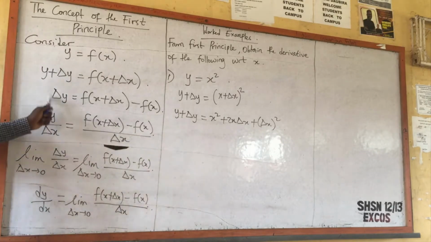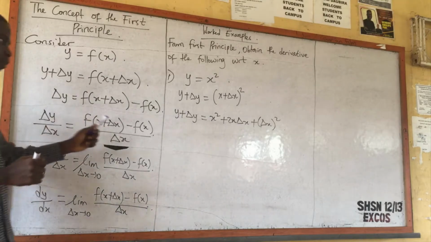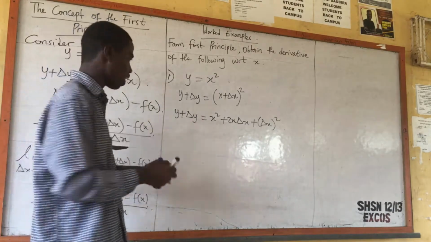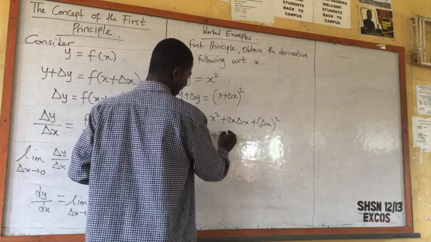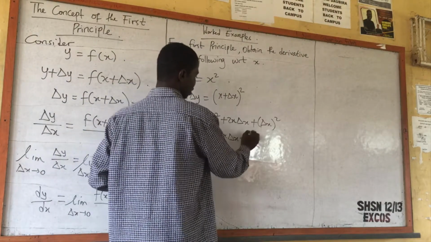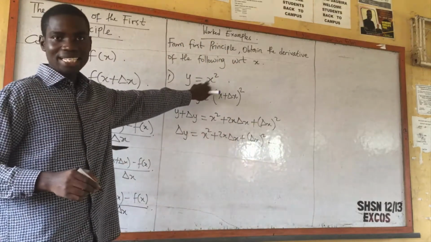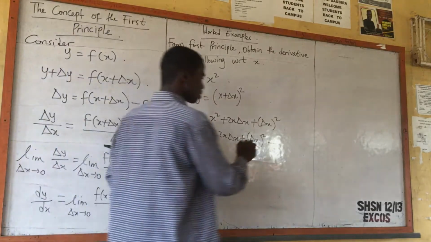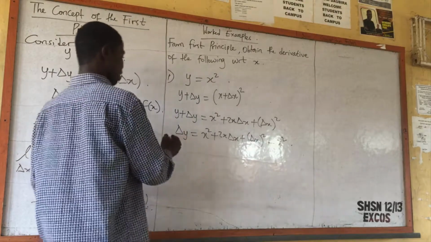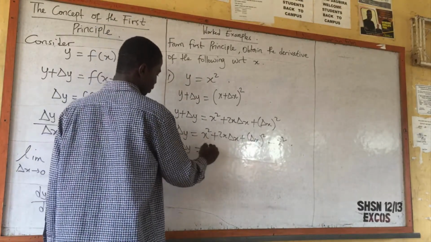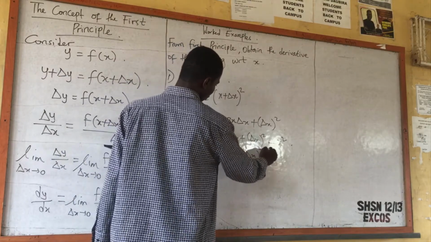After that, you subtract y. Take y to the other side, so that you are left with delta y, or make delta y the subject of the formula. So delta y will be equal to s squared plus 2s delta s plus delta s all squared minus y. But y is s squared, so that's minus s squared. We cancel s squared and you are left with delta y equal to 2s delta s plus delta s all squared.